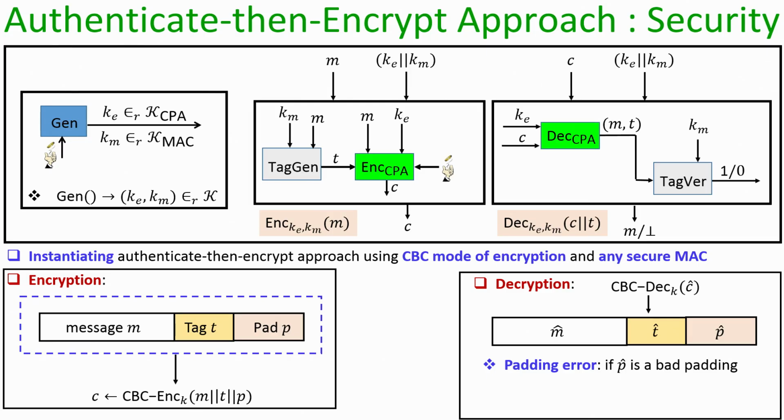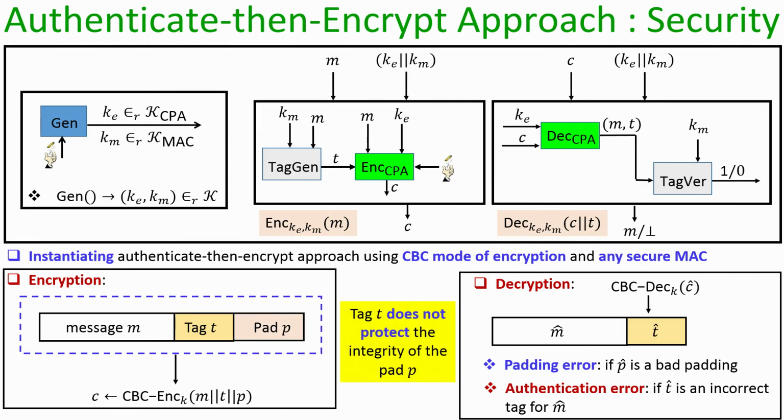And we first check for the padding, and if the padding is not proper or it does not satisfy the requirement of PKCS padding, then we issue a padding error message. But if the padding is proper, then we strip off the padding and focus on the message comma tag part, and then check whether the T part of the recovered thing is actually a proper tag on the recovered message part or not. If not, then we throw an authentication error message.